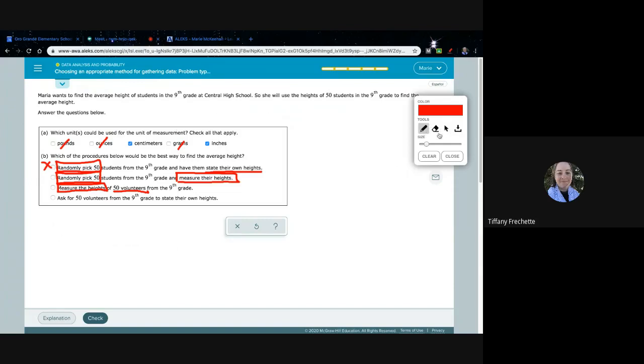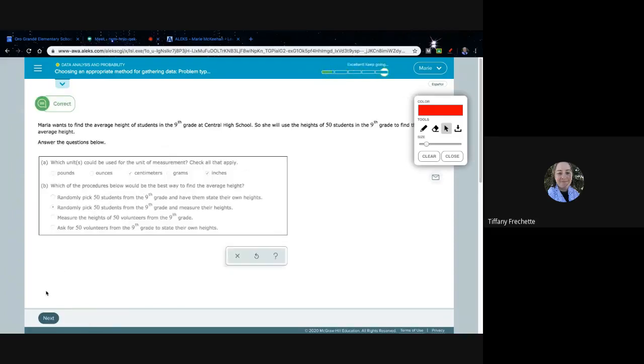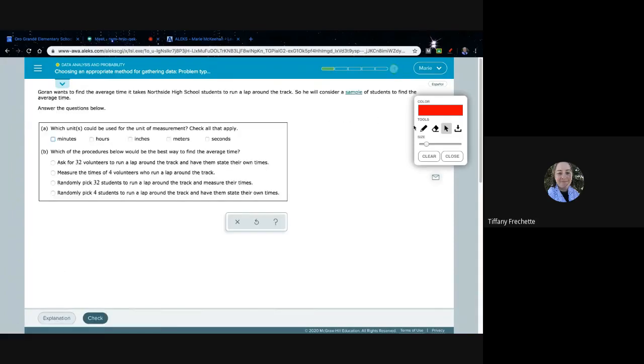So we don't want volunteers. That's the main thing. Again, we don't want volunteers and we don't want them to state their own height. So we want to go with randomly, and I didn't cross these off as I was going. So randomly pick 50 students from the 9th grade and measure their heights ourselves. All right. So now let's choose. I've got to put my cursor there. Perfect. Okay.